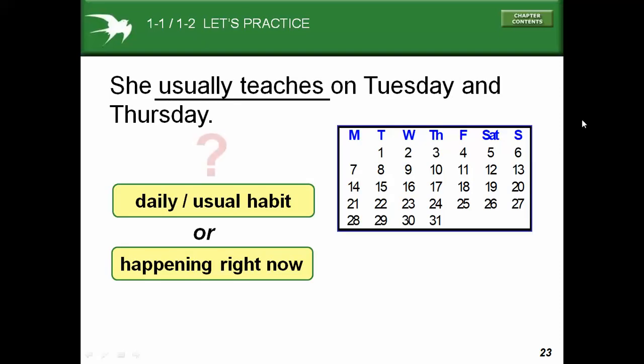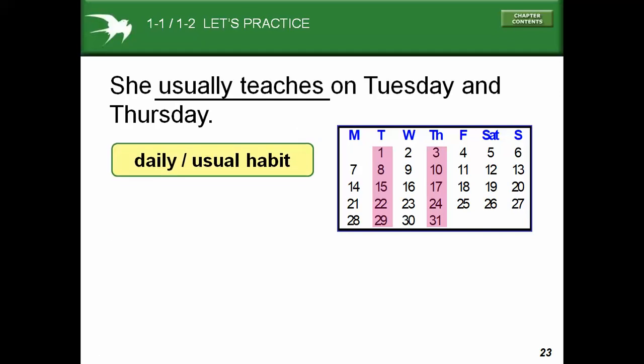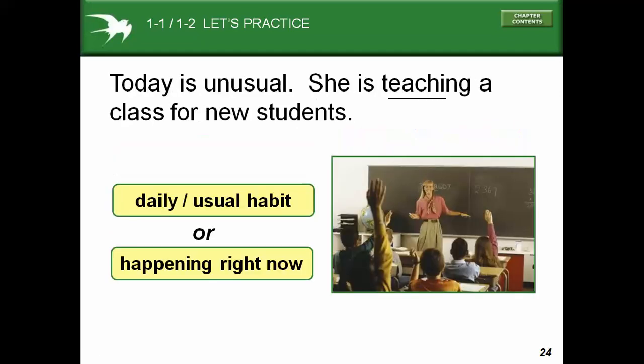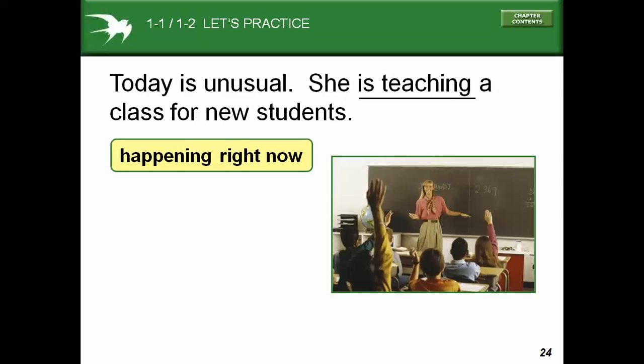Thank you for your answer. She usually teaches on Tuesday and Thursday. Is it a daily habit or happening right now? Usually teaches. Yes, correct. Daily usual habit. Today is unusual. She's teaching a class for new students. Daily usual habit or happening right now? She's teaching a class for new students. Yes, correct. Happening right now.